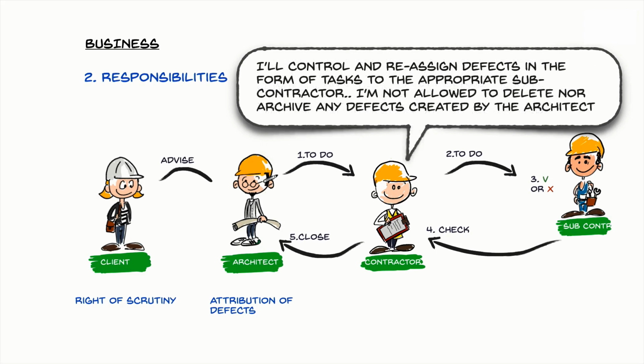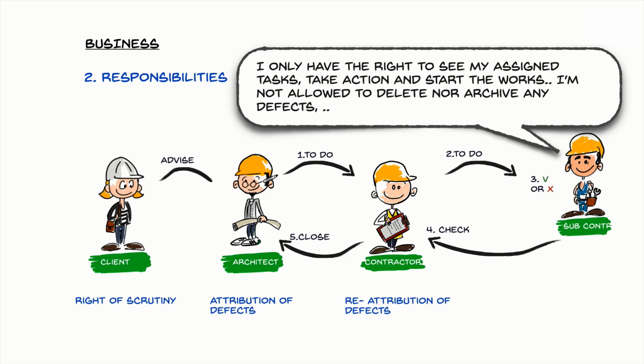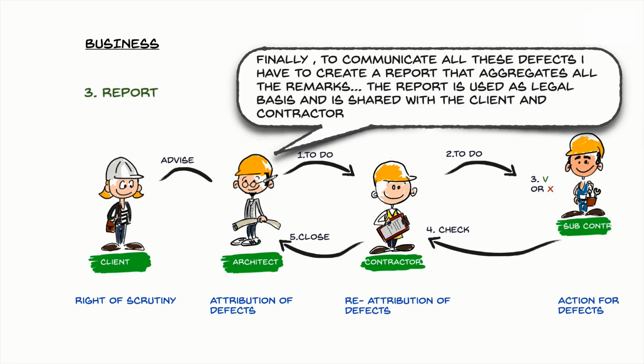The contractor controls and reassigns defects in the form of tasks to the appropriate subcontractor. He is not allowed to delete or archive any defects created by the architect. The subcontractor only has the right and ability to see his assigned tasks, take action and start the works. Like the contractor, he is not allowed to delete or archive any defects. Finally, to communicate all these defects, the architect creates a report that aggregates all the remarks. The report is used as legal basis and is shared with the client and contractor.